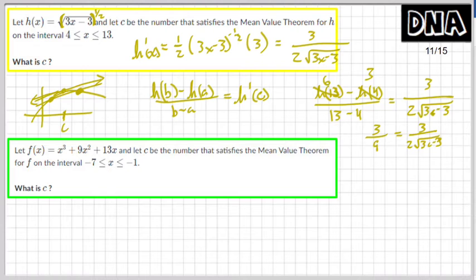Okay, because I have a fraction equaling a fraction, I'm going to go ahead and rewrite this ratio, this proportion, to say 3 times 2 square root of 3c minus 3 equals 9 times 3, and I didn't multiply it out on purpose, so I can see that I can divide both sides by 3. And then I'm going to divide both sides by 2 to get square root of 3c minus 3 equals 9 divided by 2. And then I have to square both sides to get rid of the square root. So I get 3c minus 3 equals 81 over 4.